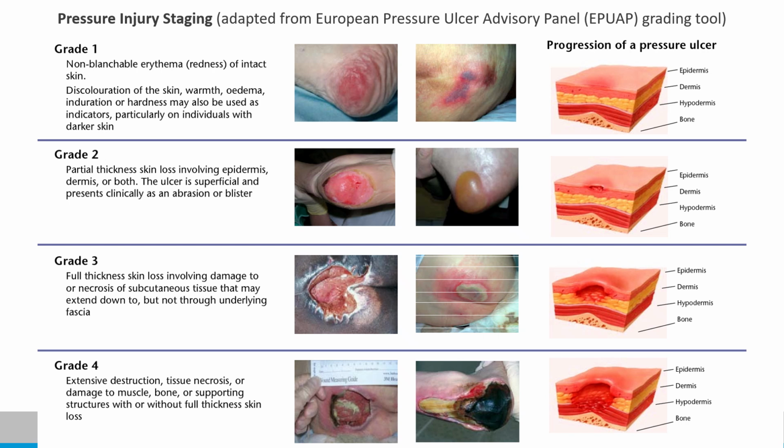Grade 3 pressure injuries are full thickness skin losses involving damage or necrosis of the subcutaneous tissue that may extend down to, but do not go through, the underlying fascia. And finally, grade 4 pressure injuries are extensive destruction, tissue necrosis, or damage to muscle, bone, or supporting structures with or without full thickness skin loss.